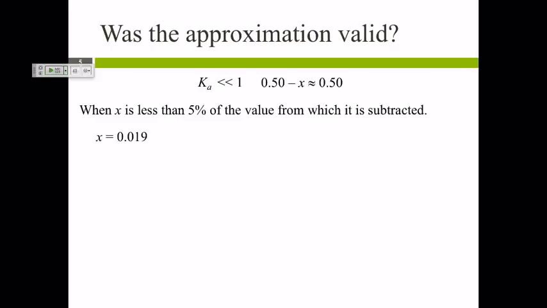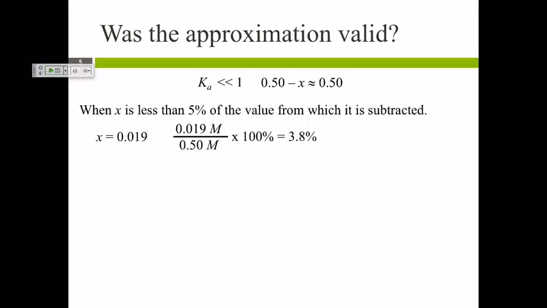So what do you guys think? How do you figure out whether that assumption is valid, that approximation? Mathematically, how do we figure out if that assumption is valid? The ratio of what to what? Of X to the initial concentration of HF. Okay? So let's see if that is less than 5% of what we started with. In this case, the amount of X that went away was only 3.8% of what we started with.